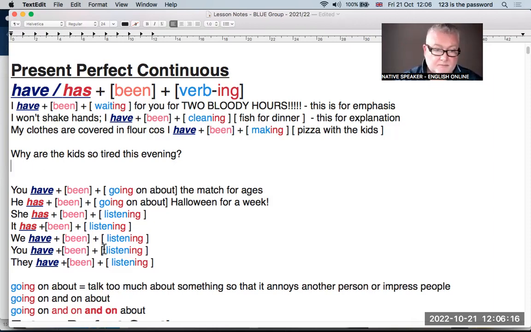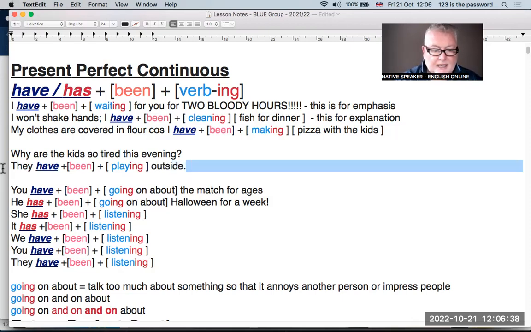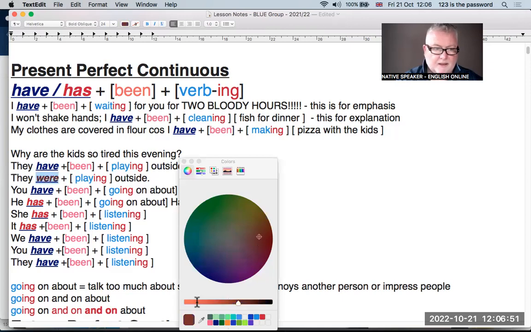What's your answer, Paula? Sorry, Alba. They have been playing outside. Very good. They have been playing outside. Now, what's the difference between they have been playing outside and they were playing outside? I don't know. What's the difference between they have been playing outside and they were playing outside?